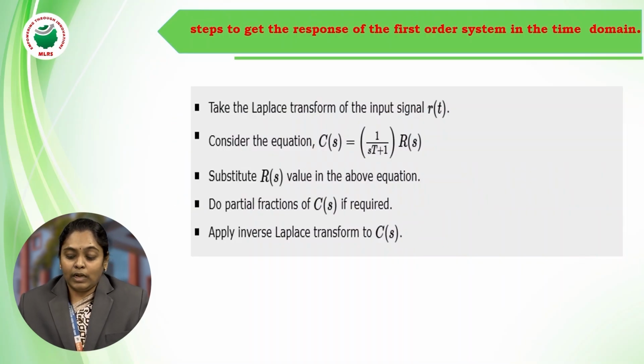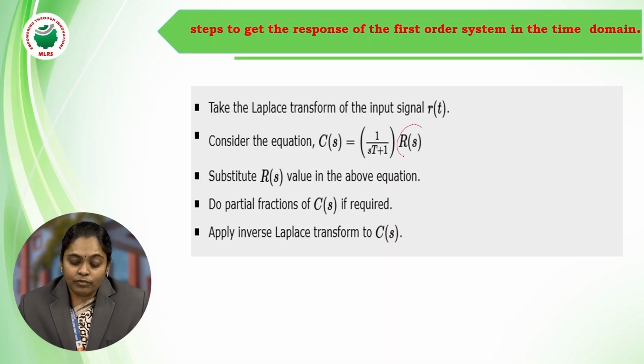In order to determine the time response of the first order system, in the previous case I didn't assume any type of input signal. I just assumed it as R of s. Now, if I assume that the input signal is either an impulse signal or a step signal, how do we determine the response of a first order system? The basic step is to apply the Laplace transform to the input signal. Then, as we already know, the response of a first order system can be written as C of s equal to 1 by 1 plus sT into R of s.